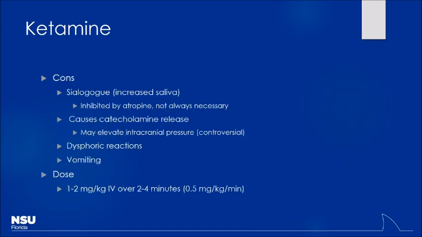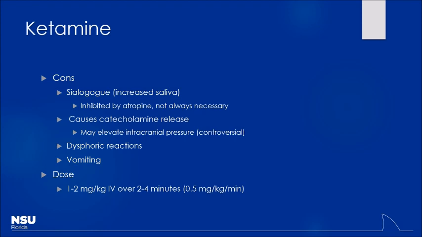Other things you can see with ketamine, it's a sialagogue. What does that mean? It's a fancy way of saying it causes secretions, right? So this is something where you may need to use something like atropine, especially if you're getting repeated doses of ketamine. You may need to consider giving atropine to help dry out the secretions. That could be a good pre-med if you know you're going to be giving ketamine. Don't always have to do it, but it's something to consider, especially if the patient already has a history of having a lot of secretions anyway.